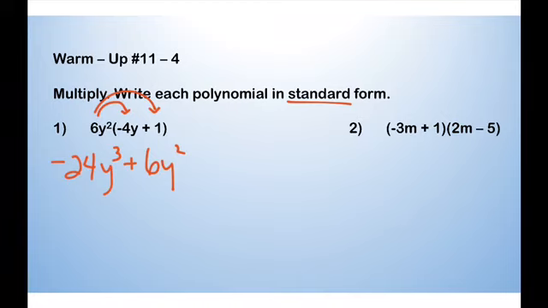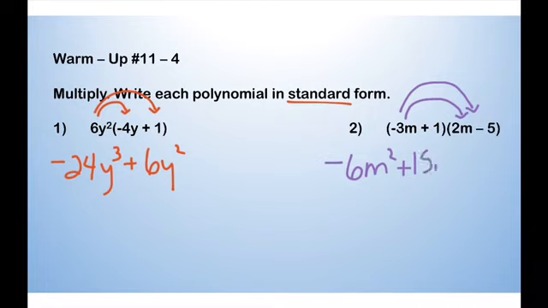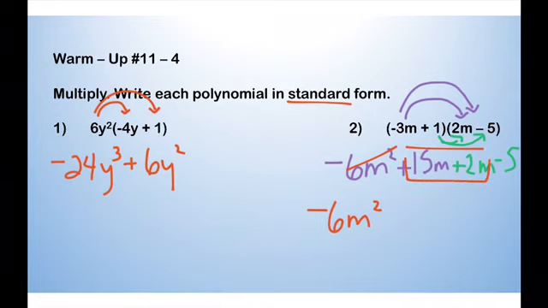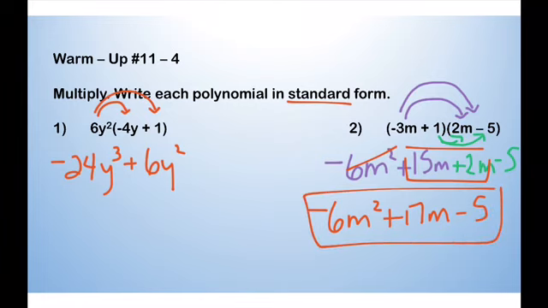Okay, number 2. This one is where we have the binomials we're going to distribute. So negative 3m times 2m is negative 6m to the second power. Negative 3m times negative 5 is positive, because negative times negative is positive, 15m. 1 times 2m is 2m. And 1 times negative 5 is negative 5. So that's going to be negative 6m squared, and then these two terms in the middle, 15m and 2m, is 17m minus 5. So that's my product.